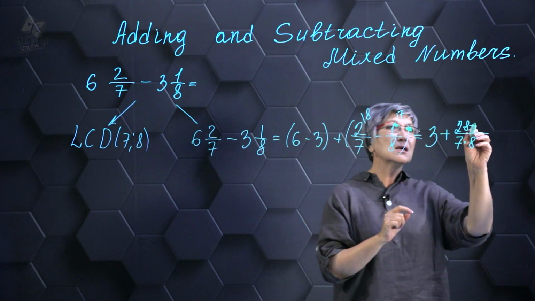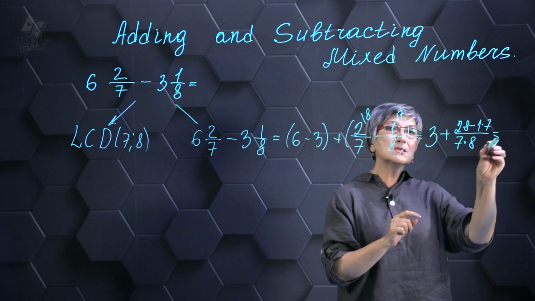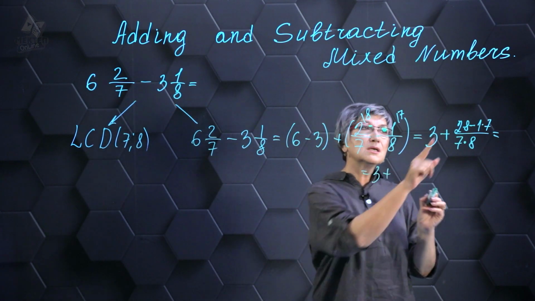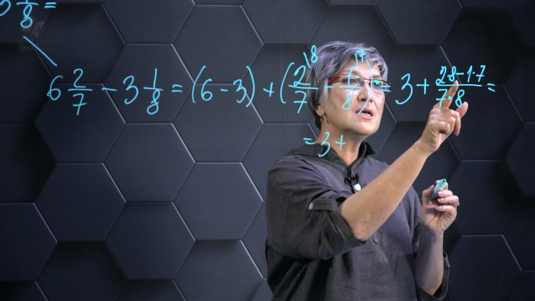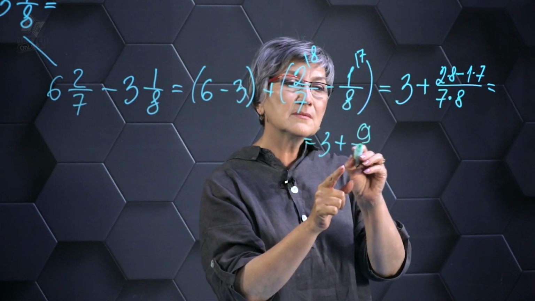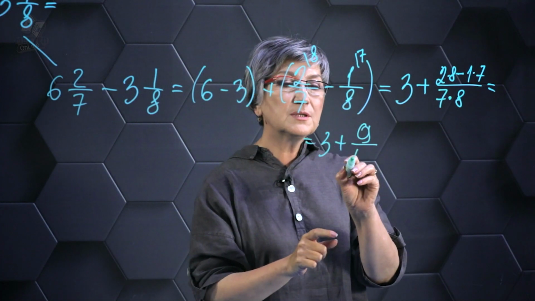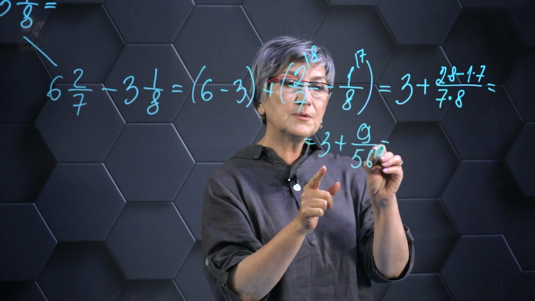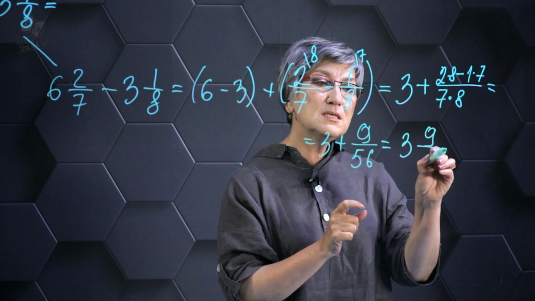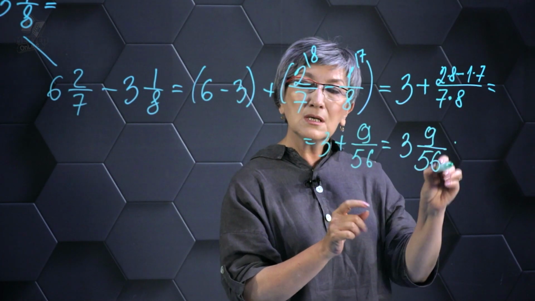So it transpires that minus 1 multiplied by 7. I just need to perform the calculations now. 3 plus 2 times 8 equals 16. 16 minus 7 equals 9. Multiply 7 by 8, that'll be 56. So we get 3 and 9/56. Okay, we have completed this example.